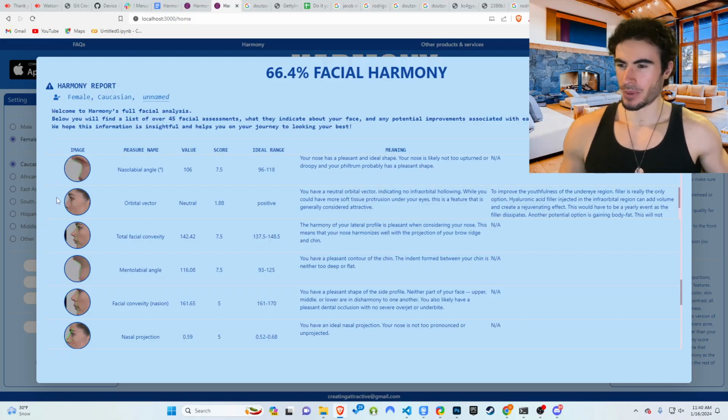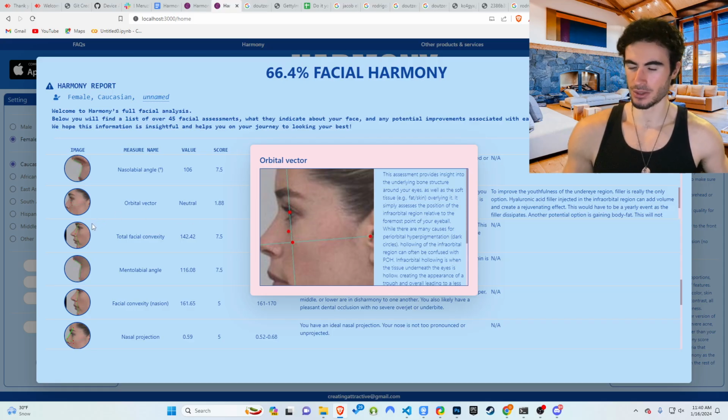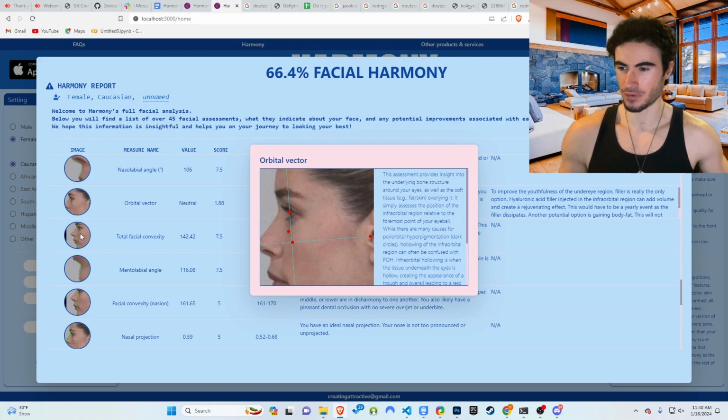So I'm going to go through every measurement, and if there's something not included in the measurements in the side profile, I'll mention that as well. This also is not sexually dimorphic. Every face, male or female, should have some protrusion, ideally under the eyes, because it's a youthful and attractive feature. It's a universally attractive feature. It's not tied to sex or anything like that.